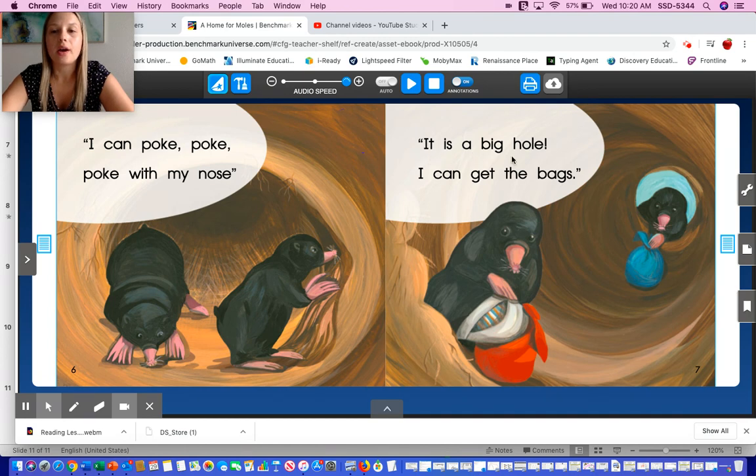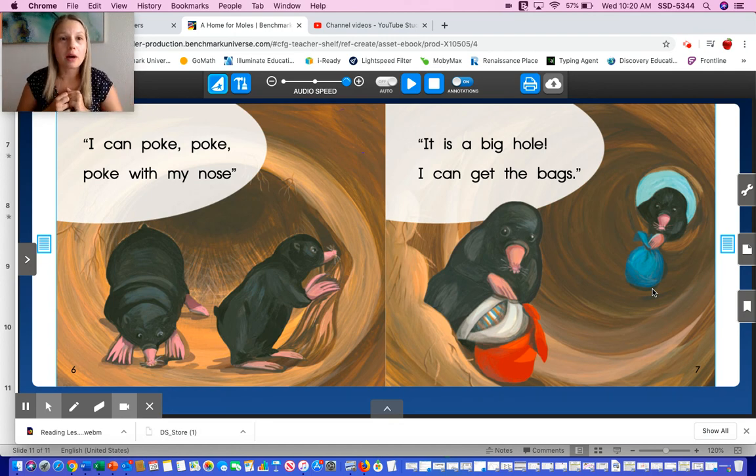It is a big hole. Did you see the exclamation point? That's why I was excited. Let's read it again. It is a big hole. I can get the bags. So now they're bringing their bags in from the top. So if you look up here, it looks like there's the sky. So that must be the top of the hole. And they said, they're checking it out with their nose.